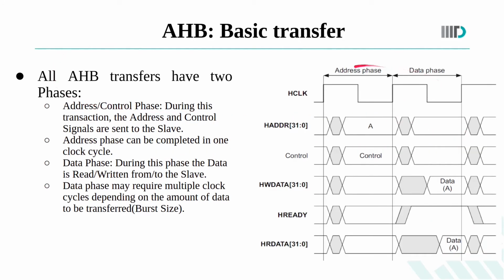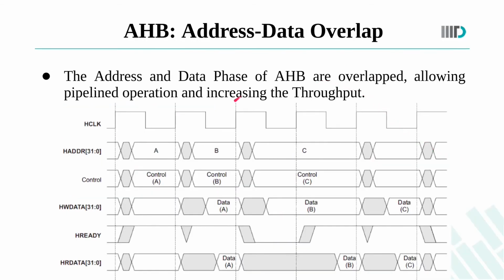And any transfer contains two phases, the address phase and the data phase. First of all, the address phase can be done in one cycle, and it sends the address that needs to be written to or read. And then there is the data phase, which sends the data or receives the data from the master as per the request. The data phase can extend to more than one clock cycle, and the data and the address phase are overlapped with each other.